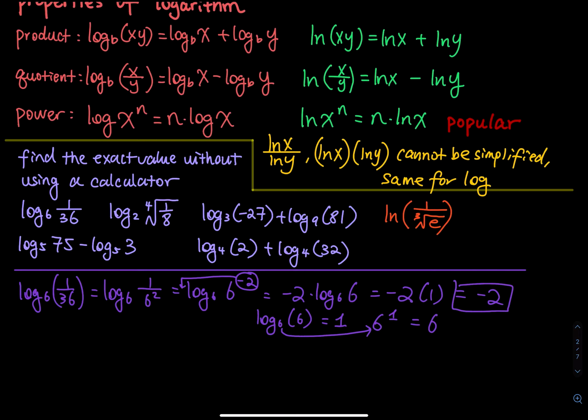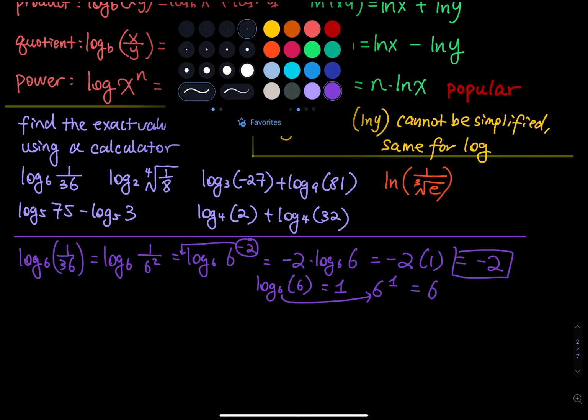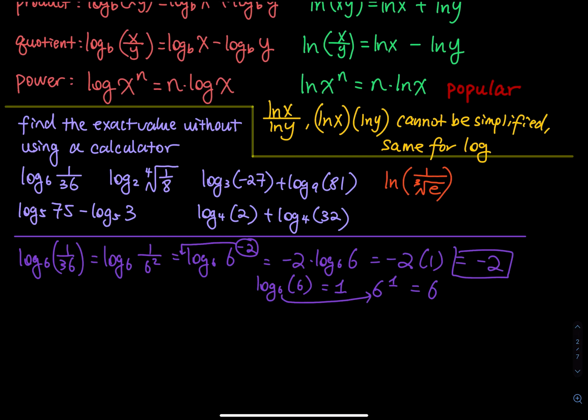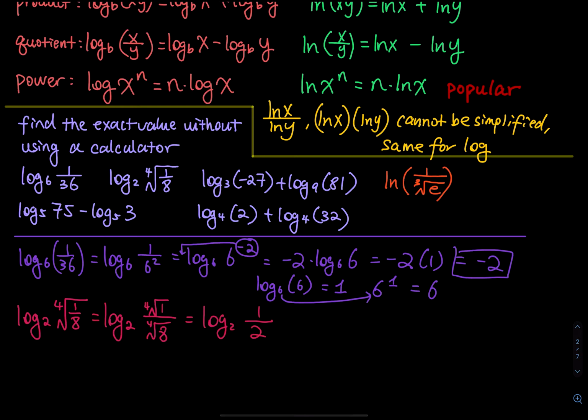Let's do the fourth root. I'm going to change color for every single problem. We have log base 2 of the fourth root of 1 over 8. That equals log base 2, and they both share the fourth root. So we have the fourth root of 1 divided by the fourth root of 8. Log base 2, the top is a 1. And the bottom, 2 times itself 4 times is equal to 8, so this is equal to 2.